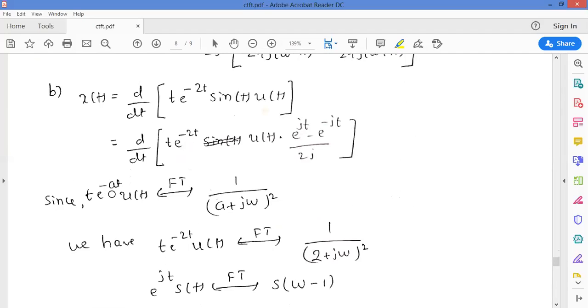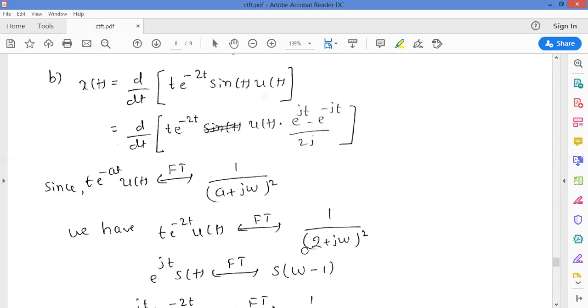t e power minus at u of t Fourier transforms into 1 by a plus j omega whole square. How it happens is e power minus at u of t transforms into 1 by a plus j omega. Multiplication by t is nothing but taking the derivative, so it will become 1 by a plus j omega whole square. So t e power minus 2t into u of t Fourier transforms into 1 by 2 plus j omega whole square, where a gets replaced by 2.